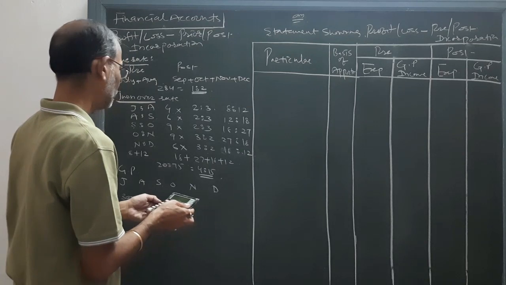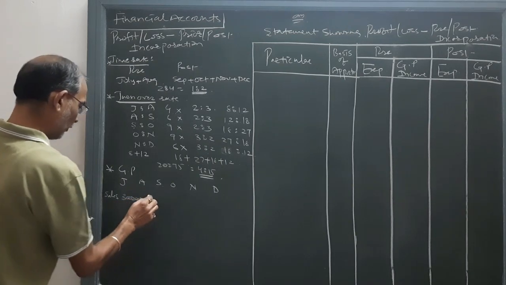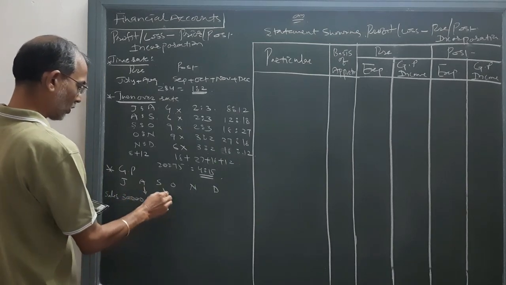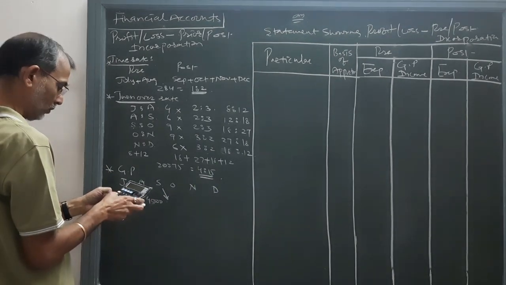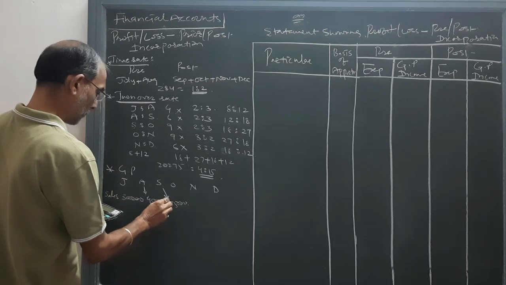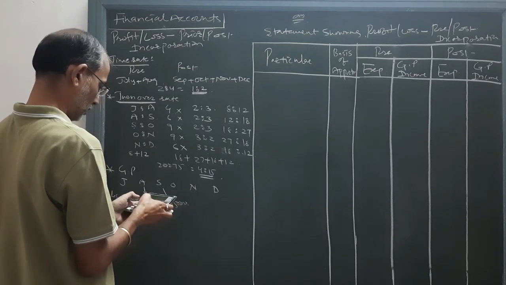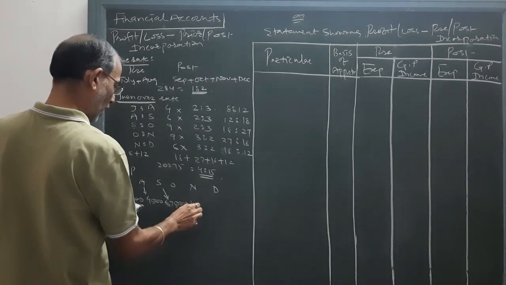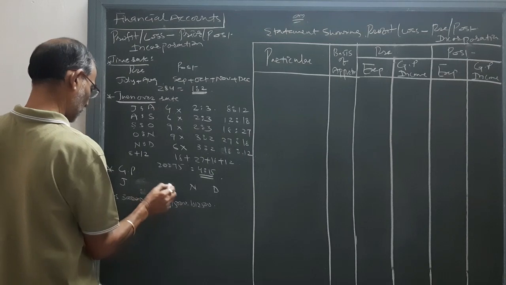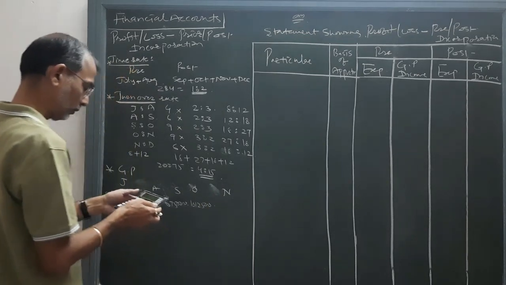Similarly for August, 7,20,000. This is of August. For September, 10,80,000. For October, 16,20,000. This is August, September, October, November.